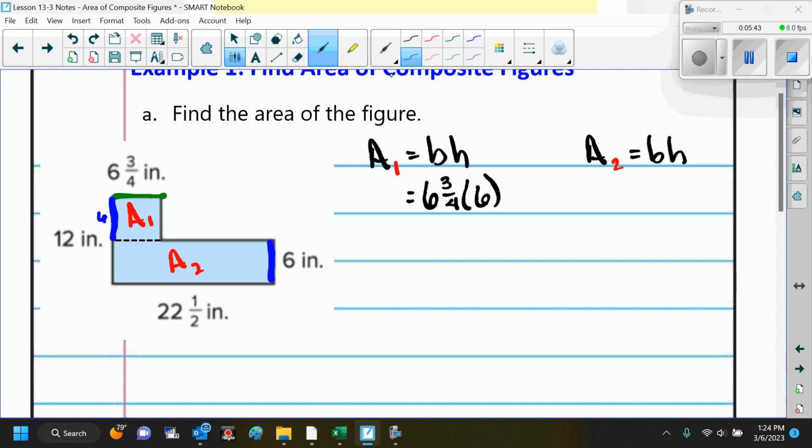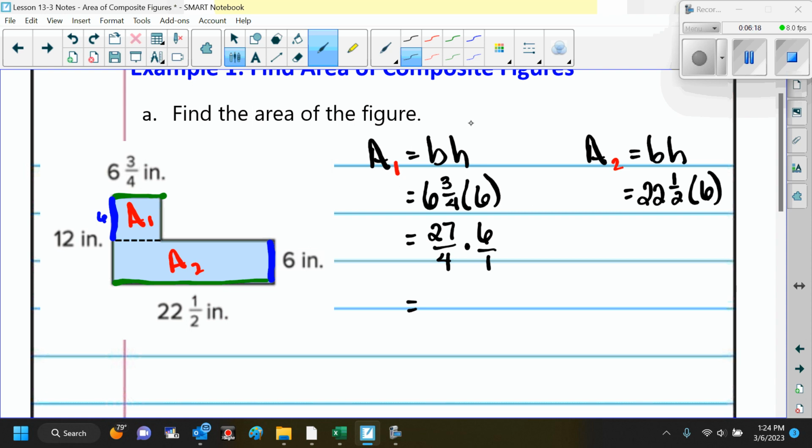Now, for the area 2, we've got base, which is 22.5, and we're going to multiply that times the height, which is 6. All right, and now we just have to simplify. Now, I'm going to go ahead and change this mixed number to an improper fraction. So it's 24, 25, 26, 27. That's 27 fourths. And we're going to multiply that times 6.